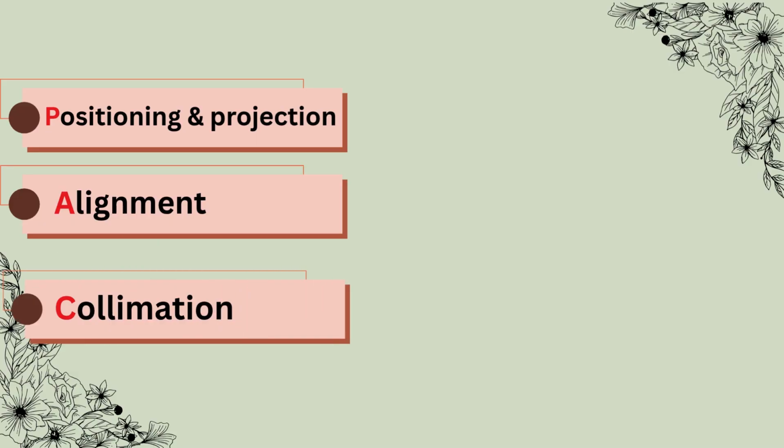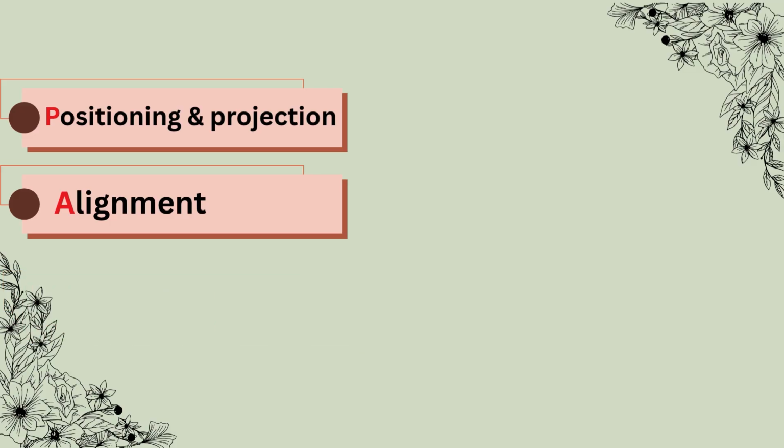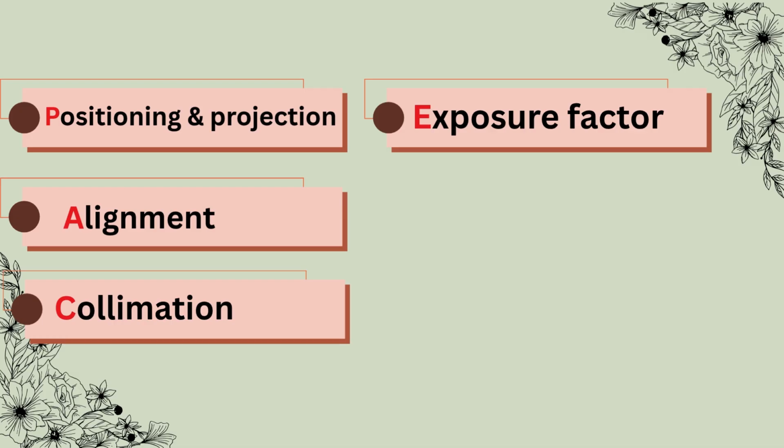C is for collimation. Collimation is similar to alignment but mainly refers to how well the beam has been collimated, side to side and top to bottom. It indicates what anatomy should be included in the collimated field. E refers to the exposure factor, which is kVp and mAs. Was it appropriate for that structure's size and density? Did the image have enough contrast?